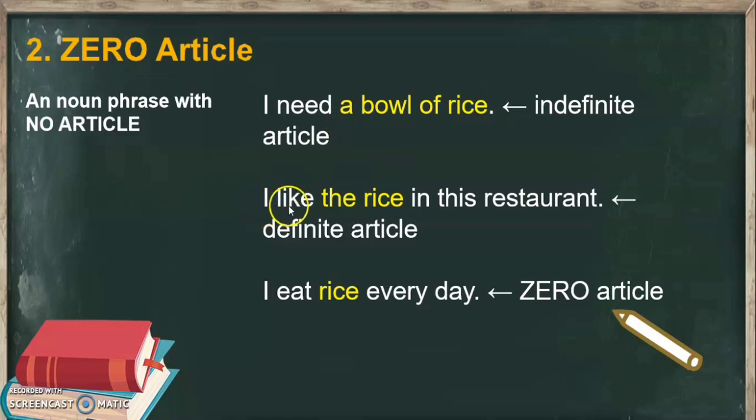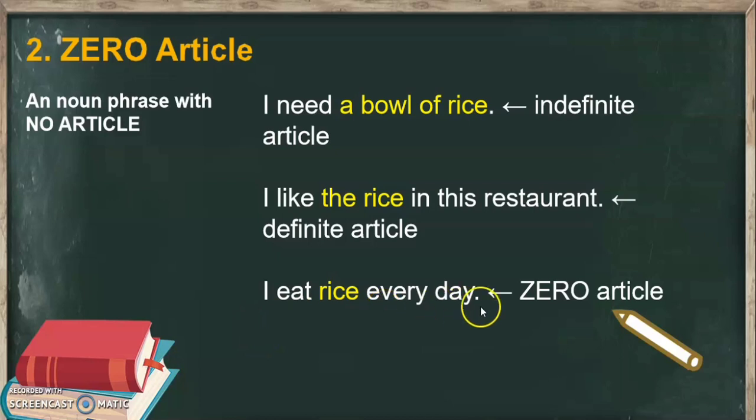Next, I like the rice in this restaurant. Here we use the definite article the because we know exactly what rice we are talking about. The rice in this restaurant, not that restaurant, not those restaurants, but this restaurant. It's particular. It's specific.